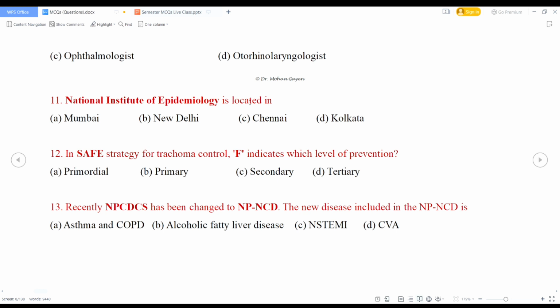And antibiotics, which antibiotics are given? Oral azithromycin and topical 1% tetracycline, that is secondary level of prevention. And F for facial hygiene. Maintenance of facial hygiene is primary prevention. And E for environmental cleanliness, that is primordial prevention.